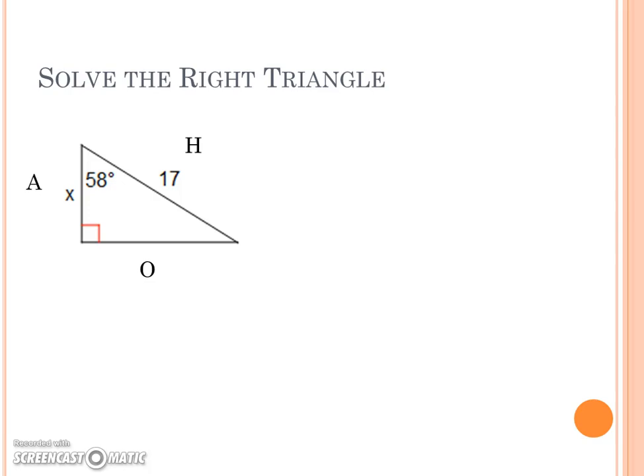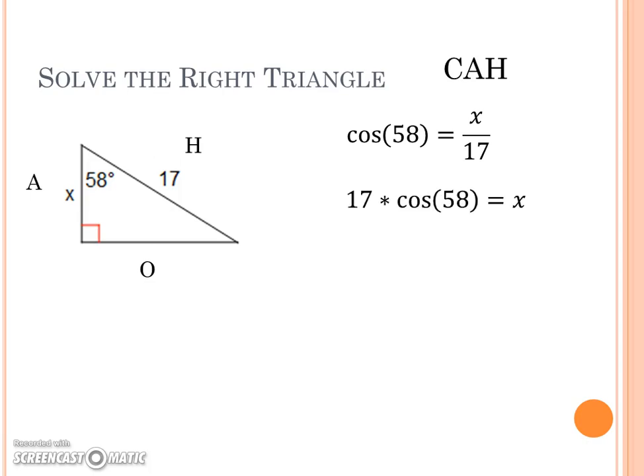So we're going to use A and H, that's cosine. Cosine of 58 equals x over 17. To solve for x, we just get rid of divide by 17, so we're going to multiply by 17. 17 times cosine of 58, type that straight in your calculator, again degree mode, and you get 9.0.